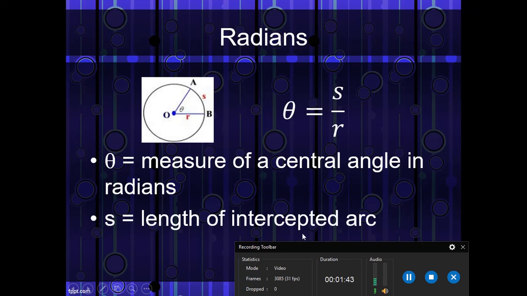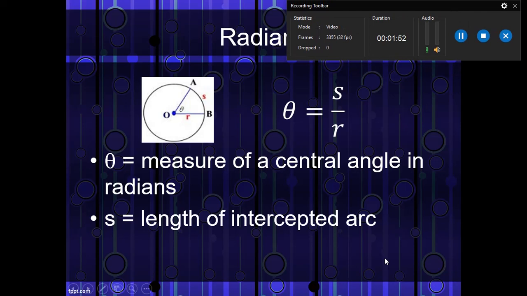S will represent the length of the intercepted arc, and typically this is in some kind of linear measure, inches, feet, meters. And R is the length of our radius.